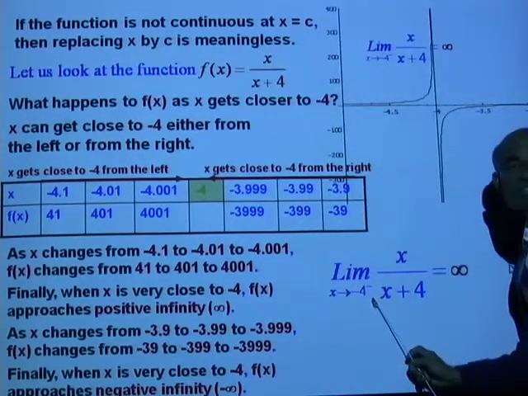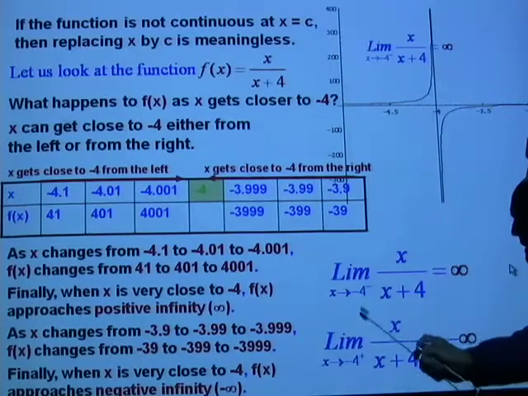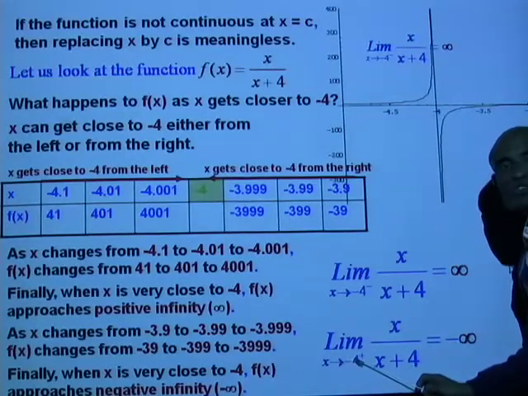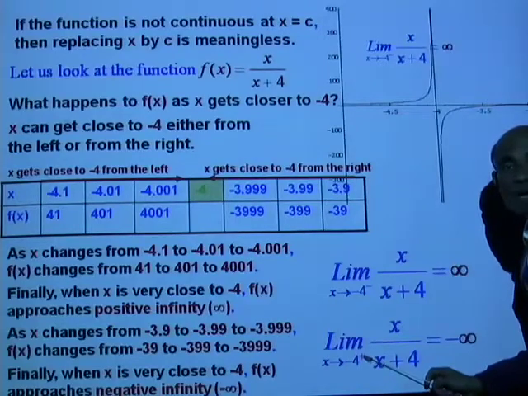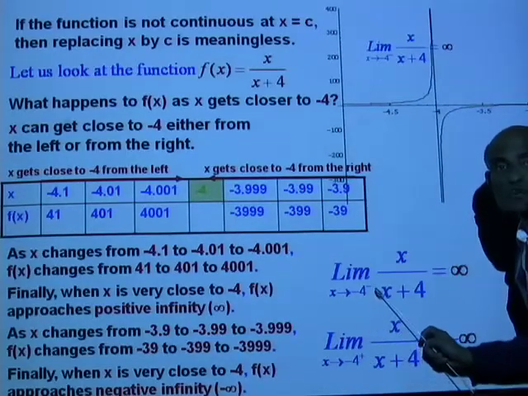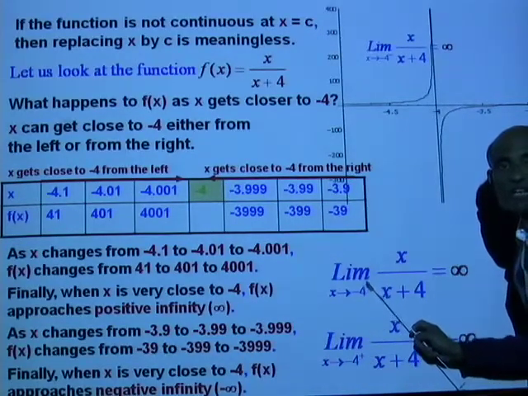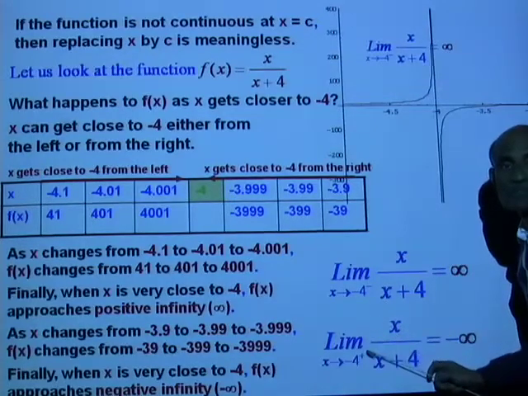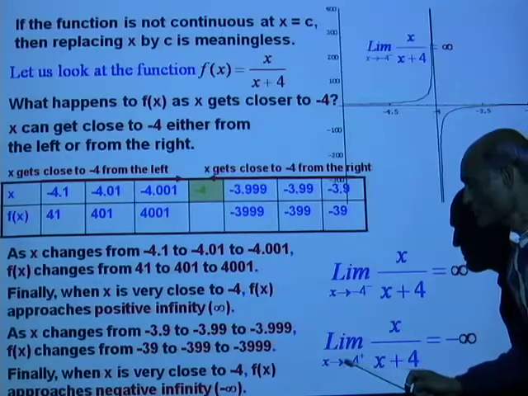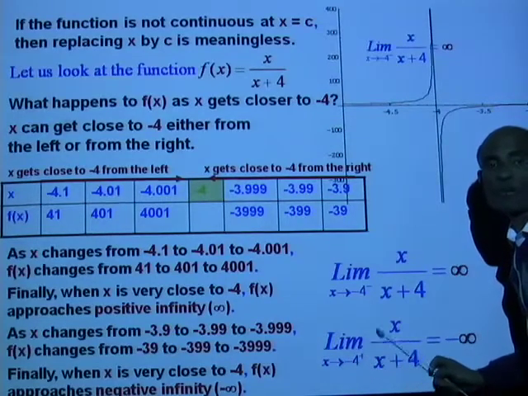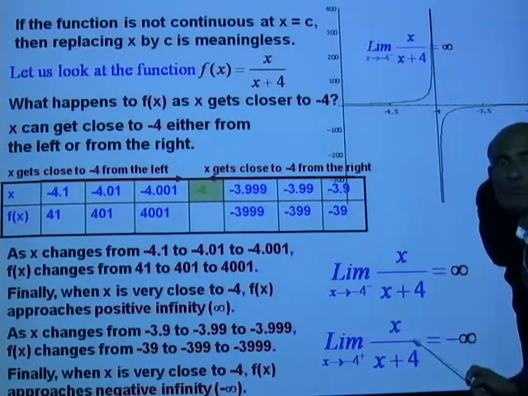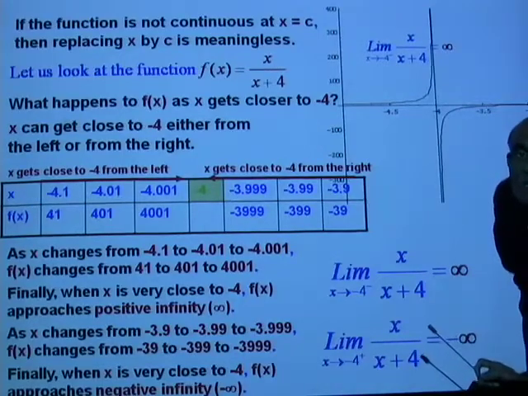And how do we write it in a form like this? All right, look at this. Limit x approaches -4 from the right. I want you to distinguish these two. That negative sign indicates from the left, the positive sign from the right. Limit x approaches -4 from the right, x over x plus 4 is -infinity.